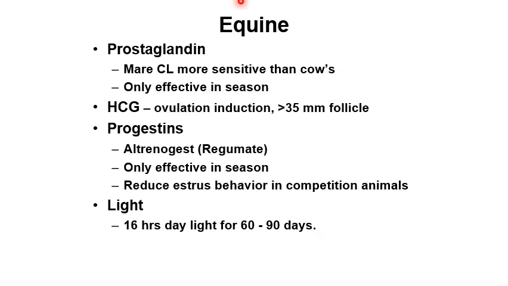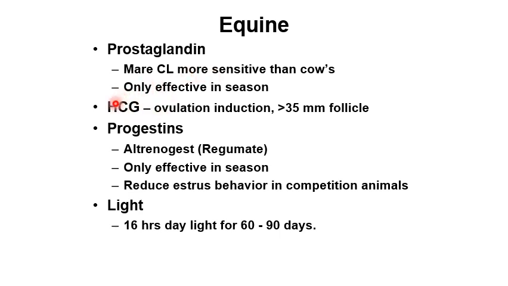For the mare, we can also use prostaglandin for estrous synchronization. The mare CL is considered to be more sensitive than that of the cow, so a far lower dose is required for the mare compared to the cow. For example, 5 ml for the cow versus 1 or 2 ml for the mare. The prostaglandin is only effective for the mare in season. So the equine is a seasonally polyestrous animal. It is a long day breeder.